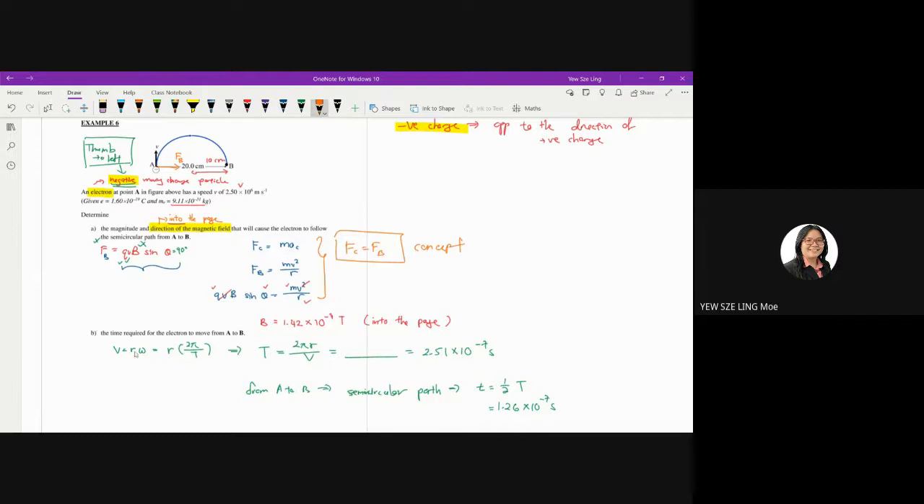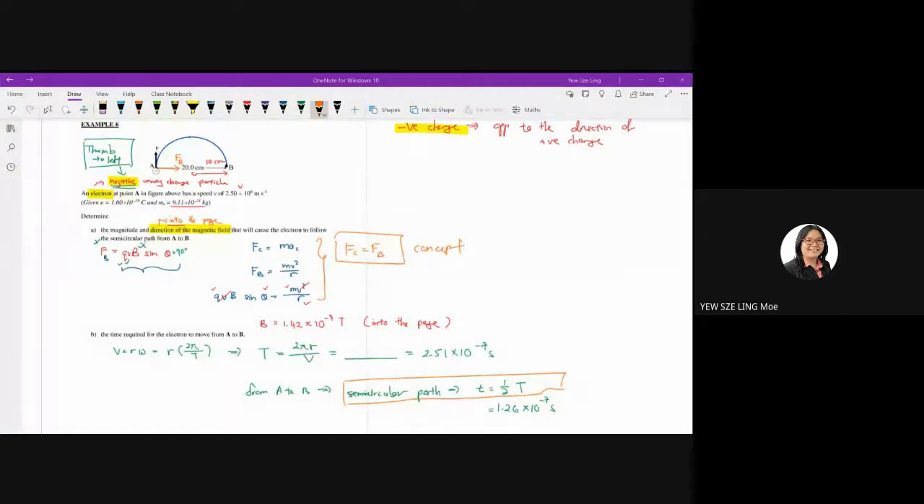And then how to calculate the time taken for a semicircular path? Time taken for a semicircular path is half of the period. So you obtain the period first, and then you calculate half of the period. That is the important thing in example 6. Once again, I give you a few minutes to write it down before I proceed to example 7. Write down the important things in this question, especially how to determine the direction.